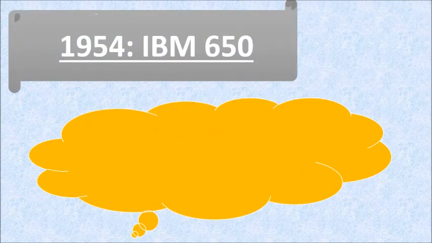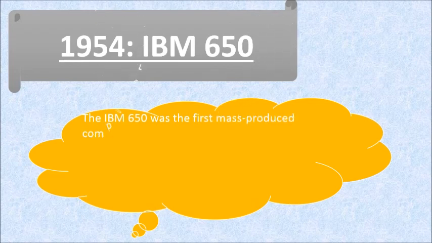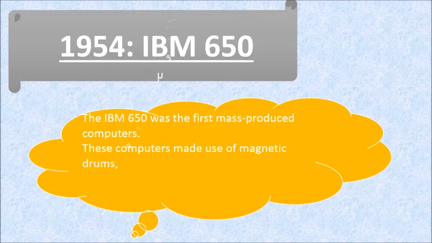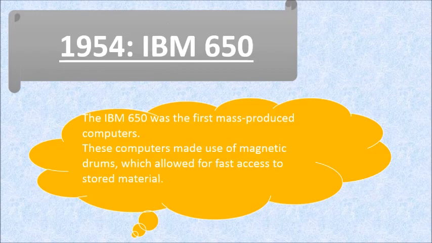Then came the IBM 650. It was developed in the year 1954. The IBM 650 was the first mass-produced computer. These computers made use of magnetic drums which allowed for fast access of stored material.